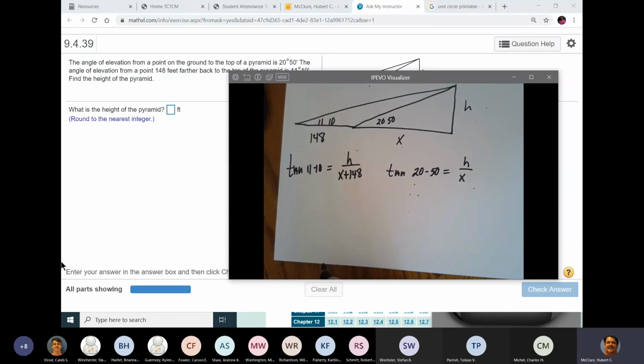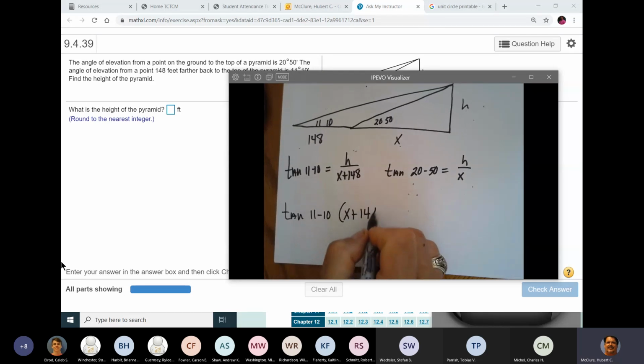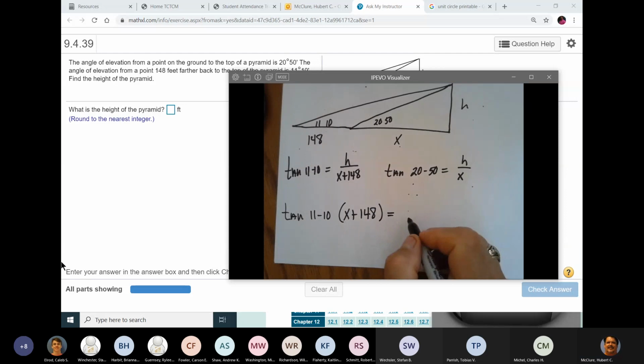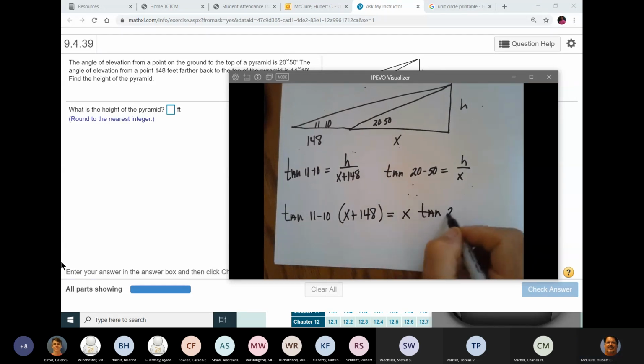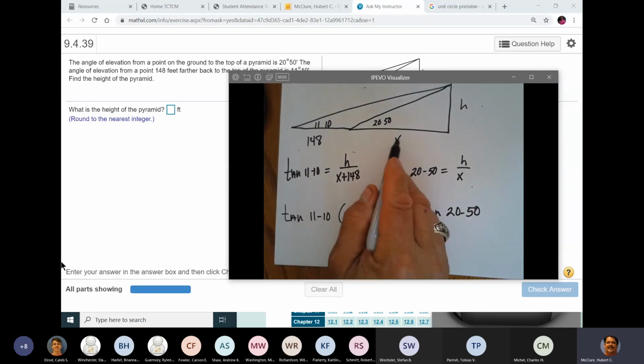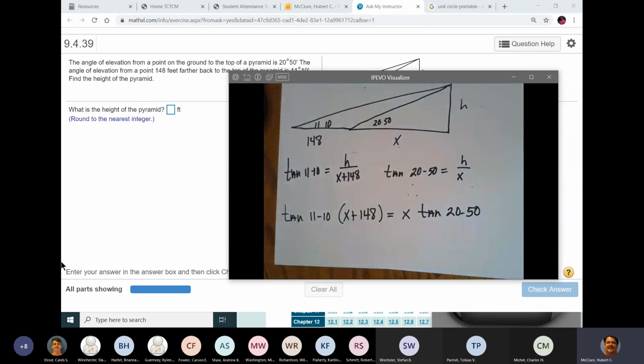So I'm going to multiply, so this will be tan of 1110 times X plus 148 is equal to X times the tan of 2050. And solve that, and you'll get X. And then after you get X, you can find H.